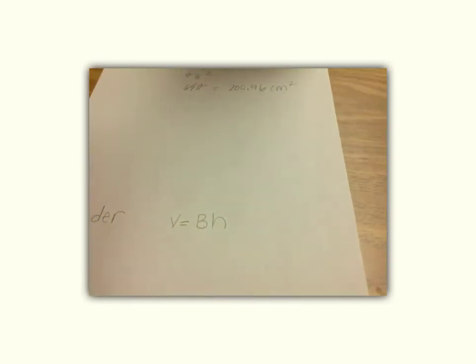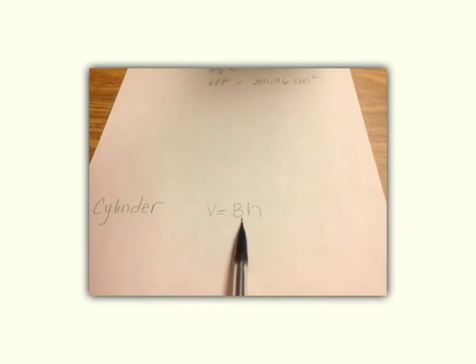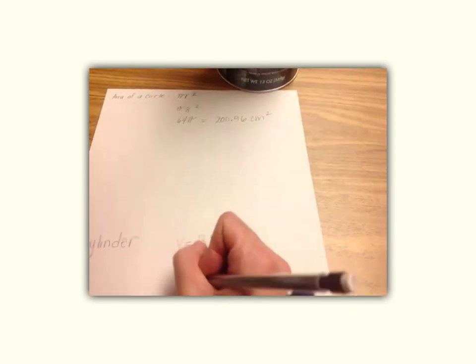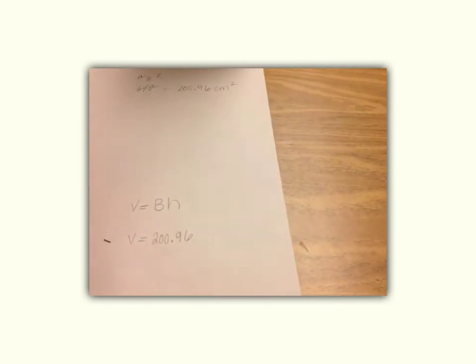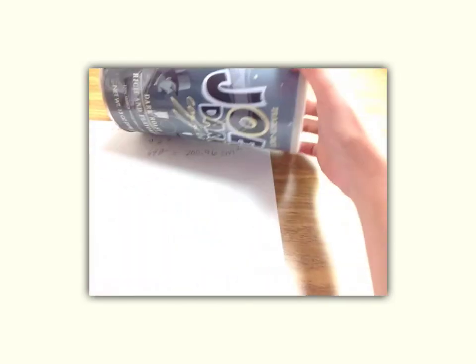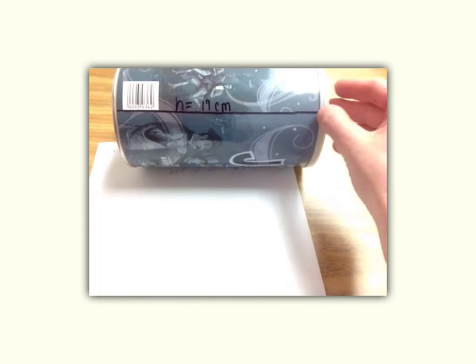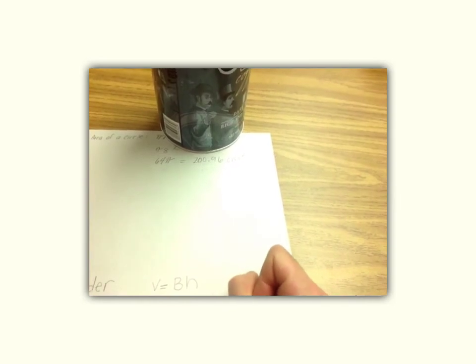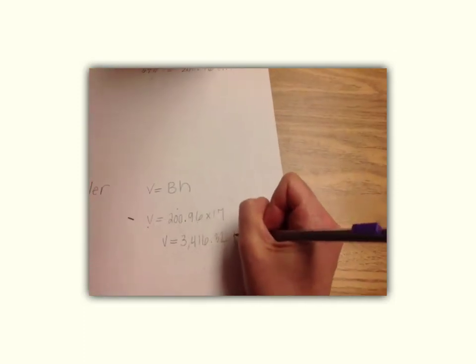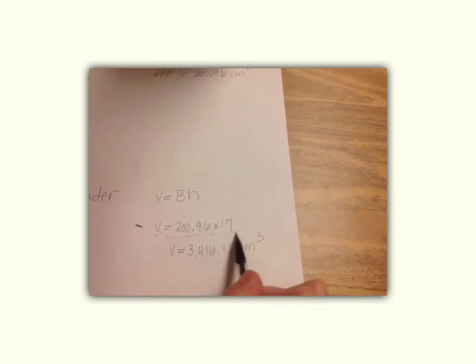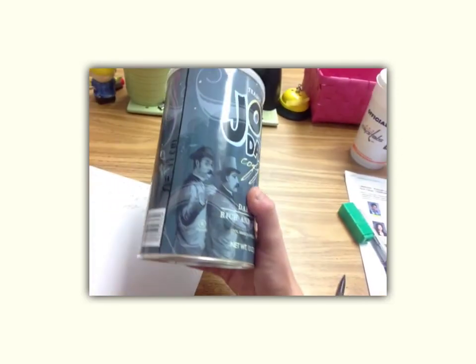Now let's go back to our volume formula. The volume of a cylinder is area of the base times height. We already know that the area of the base is 200.96, so I'm going to fill that in. And now we need to figure out the height. I already did measure the height, and it's 17 centimeters. So I'm going to multiply that by 17 to get a total of 3,416.32 centimeters cubed. And that is the volume of our coffee can, or the cylinder here.